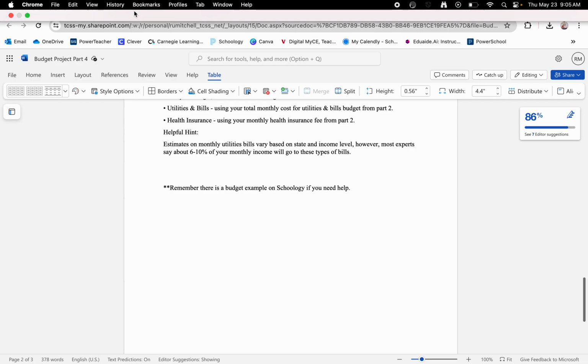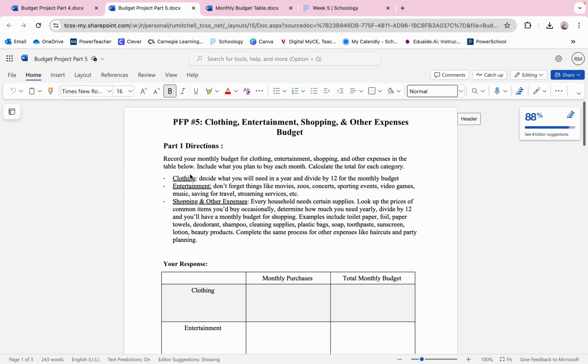Now moving on to part 5. This is your clothing, entertainment, shopping, and other expenses budget. You're going to record your monthly budget for clothing, entertainment, shopping, and other expenses in your table below. Include what you plan to buy each month. Calculate the total for each category.